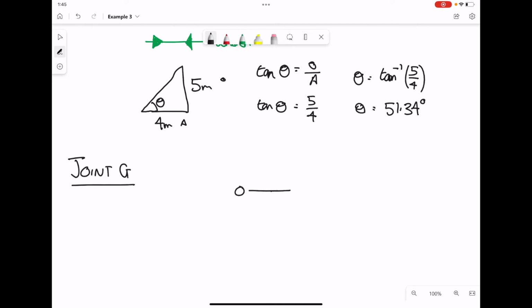The free body diagram looks like this. The member forces are FGH, FCG, FBG, and FAG.